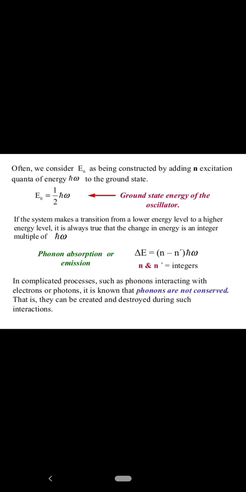Often we consider En as being constructed by adding n excitation quanta of energy h cross omega to the ground state. E0 is the ground state energy of the oscillator, and it is given as half h cross omega. If the system makes a transition from a lower energy level to a higher energy level, it is always true that the change in energy is an integer multiple of h cross omega. During photon absorption or emission, the change in energy, that is delta E, is given as (n minus n dash) multiplied by h cross omega.